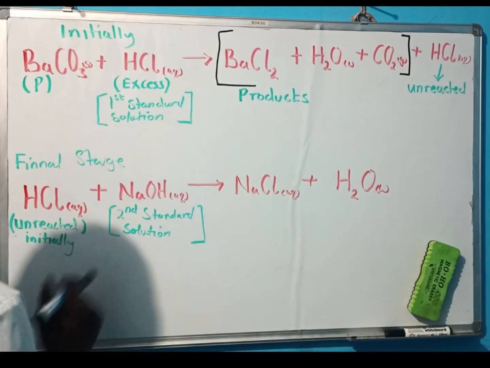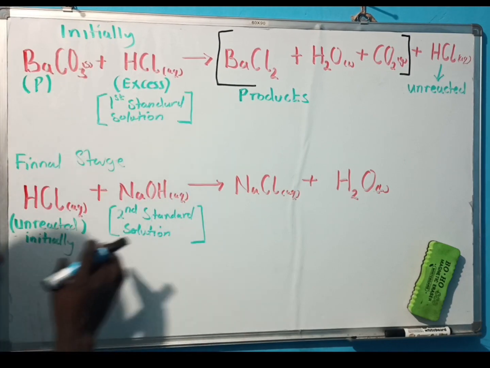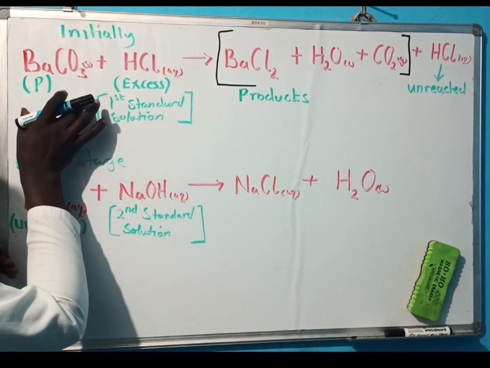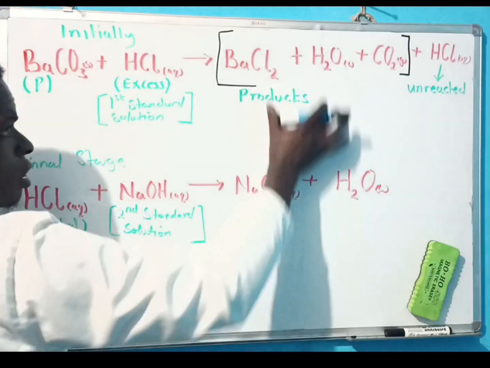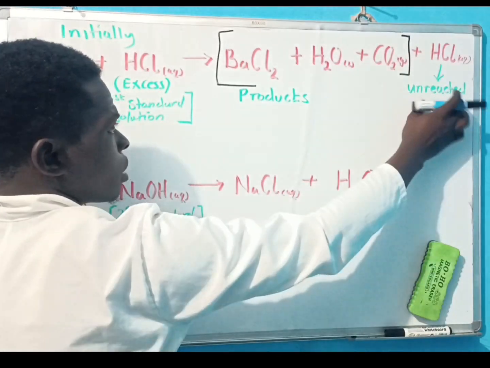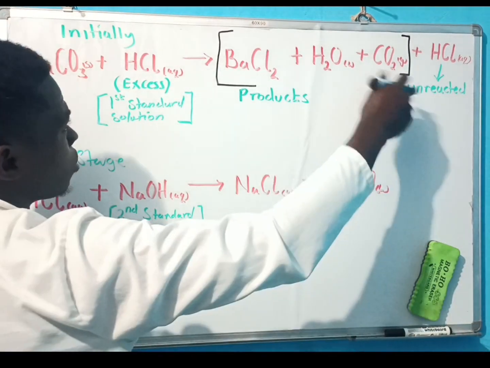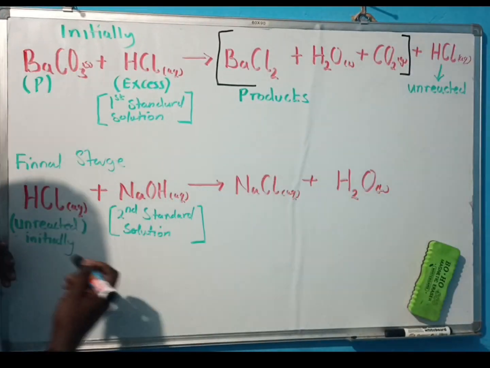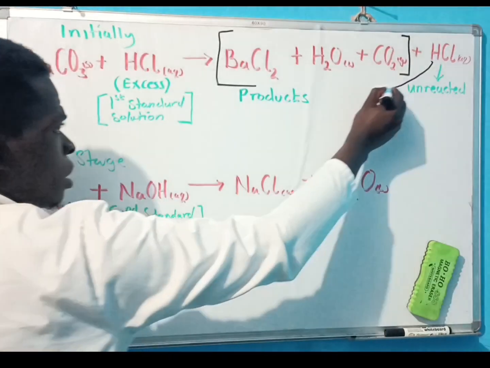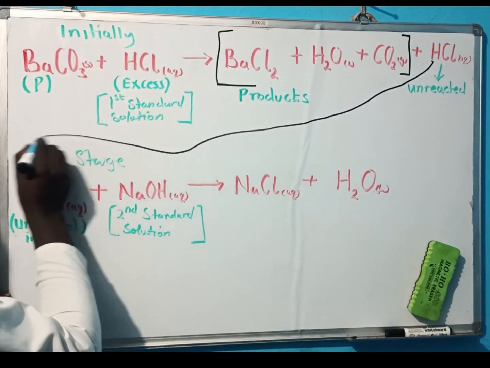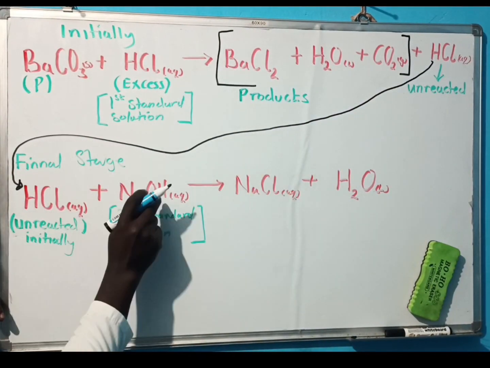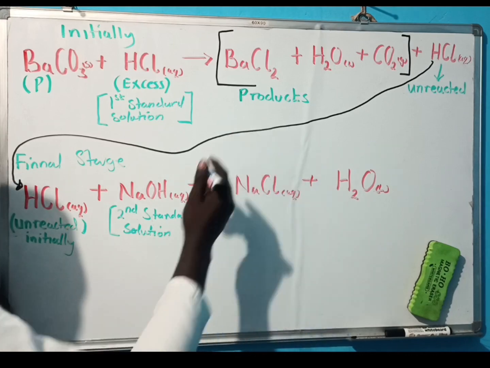Now, initially, barium carbonate reacts with excess hydrochloric acid to form products as shown, but the products are accompanied with unreacted hydrochloric acid. The unreacted hydrochloric acid is now in Fa3, which reacted with sodium hydroxide in Fa2 to form the products as shown in the final stage.